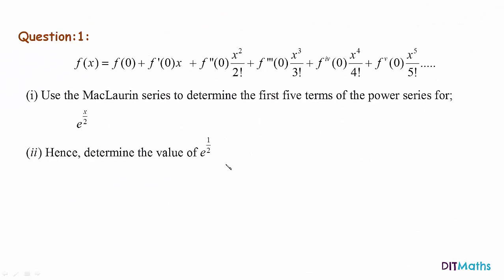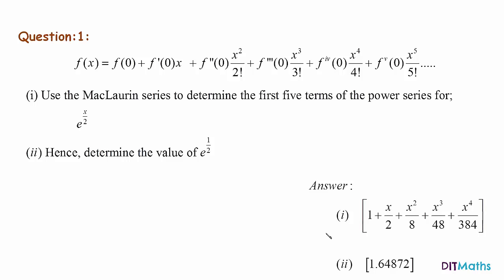So here's a question that you could now try. Use the Maclaurin series to determine the first 5 terms of the power series for e to the power of x over 2, and hence determine the value of e to the power of 1 over 2. And the answers to part 1 and 2 are given here.